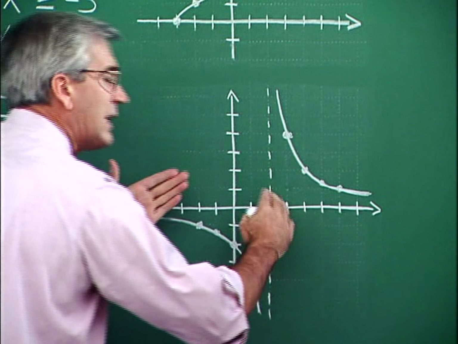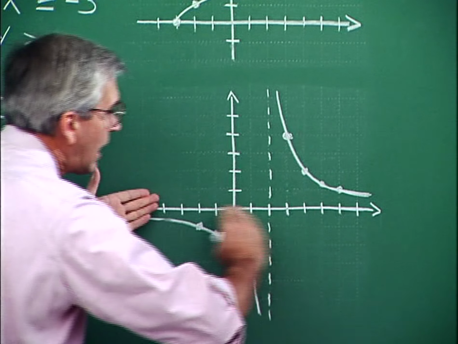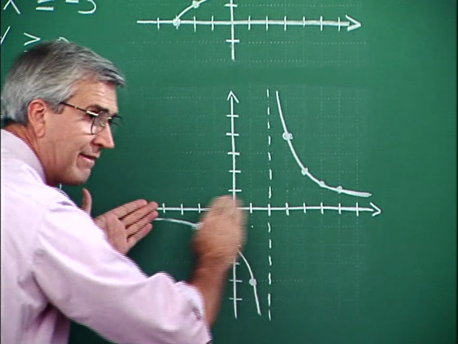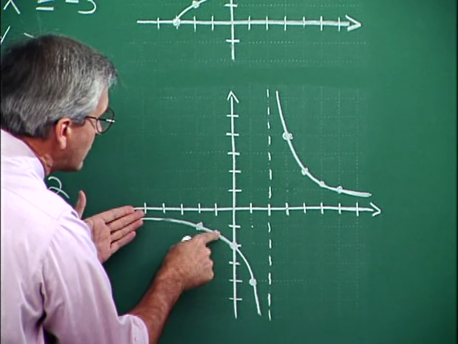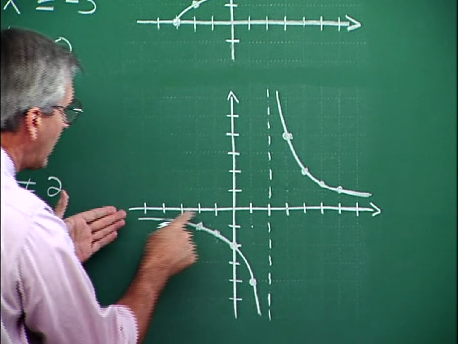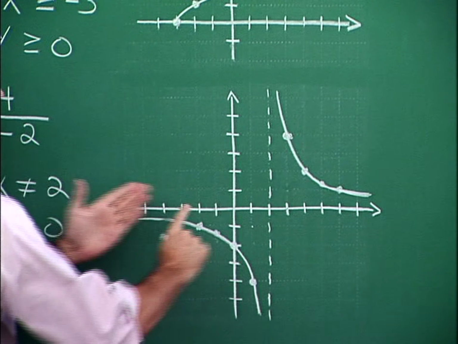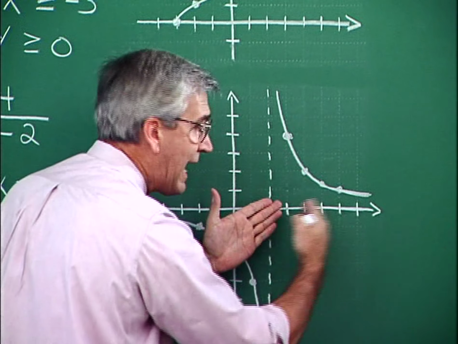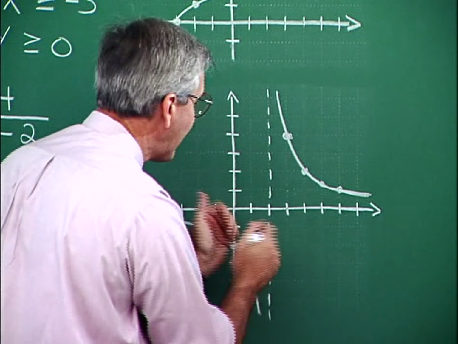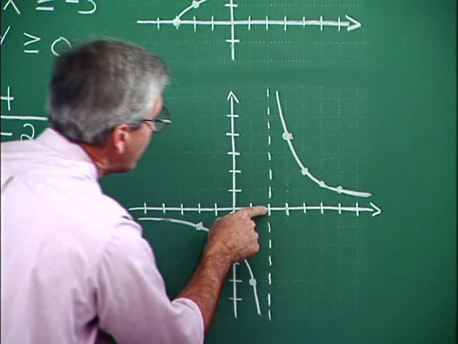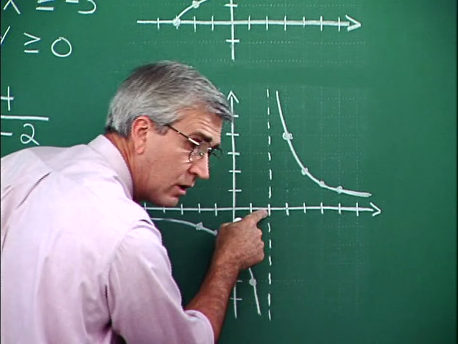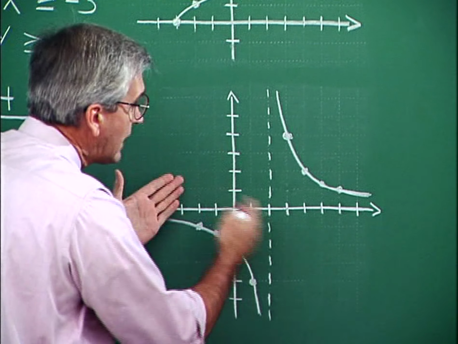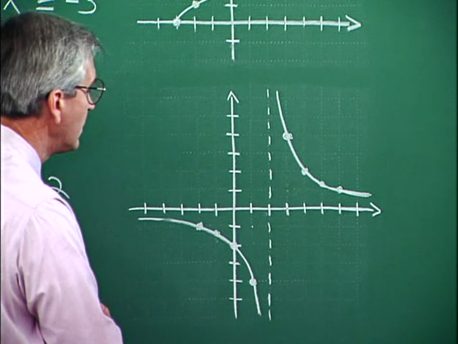So in terms of domain, in thinking about what values of x put points on the graph, here's a value of x and here's a point on the graph. Values of x out here, point on the graph. Values of x out here, point on the graph. All of these x values give points on the graph. But x being 2 does not give us a point on the graph. So it's all real numbers except for 2.